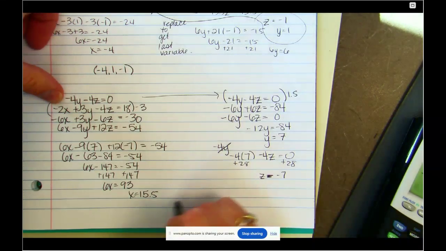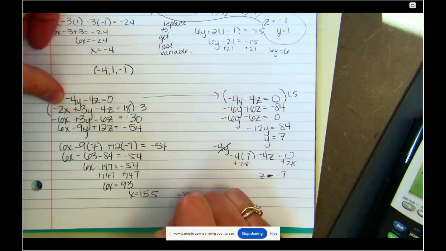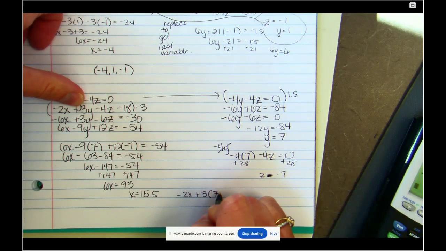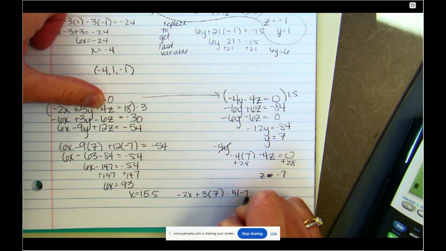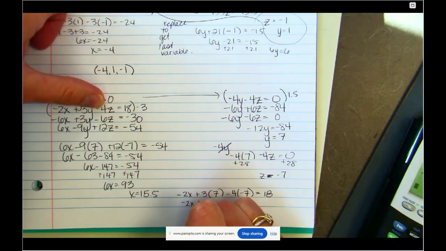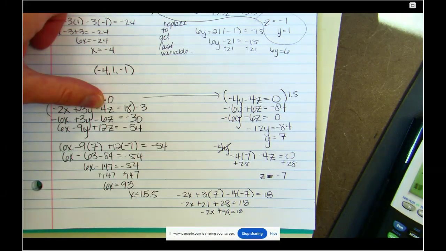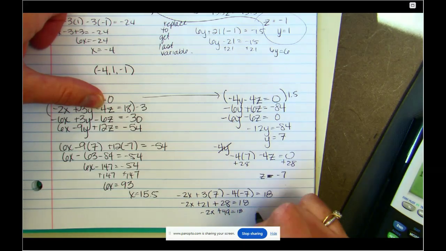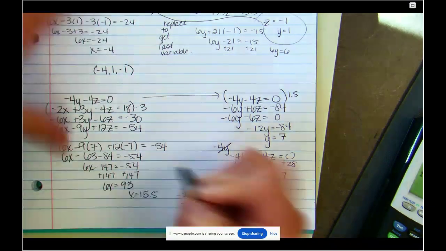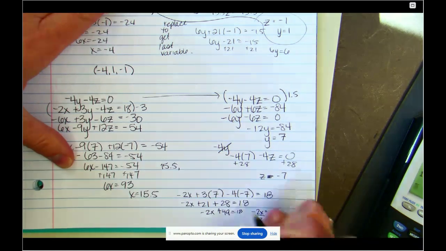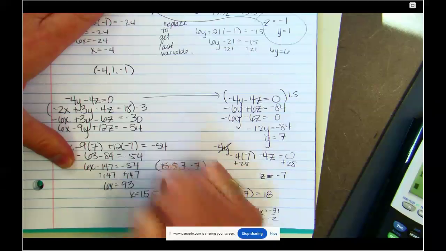Okay, let me try. I just want to try it again. Negative 2x plus 3y minus 4z equals 18. Negative 2x plus 21 plus 28 equals 18. Plus 49 equals 18. 18 minus 49. Yep, that's right. Negative 2x equals negative 31 and divide by negative 2. It's positive 15.5. So that's correct. So 15.5, 7, negative 7. There you go.